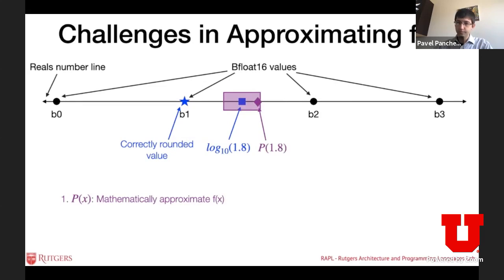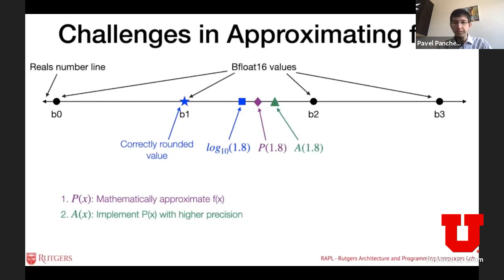Once we derive p(x), the next step is to implement p(x) using a higher precision representation than the target representation for the math library. For example, in our case, we're trying to create a bfloat16 math library, so we could implement a(x) with doubles. And since a(x) implements p(x) using doubles, we're bound to have some error compared to p(x). Finally, we round the output of a(x) to our target representation, bfloat16, but because of the error of p(x) and a(x), we get the wrong result.